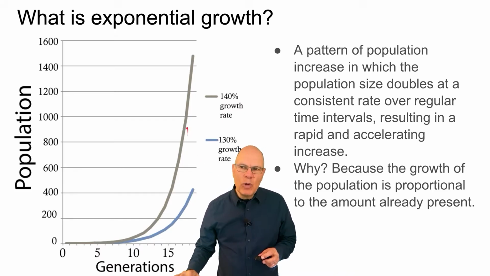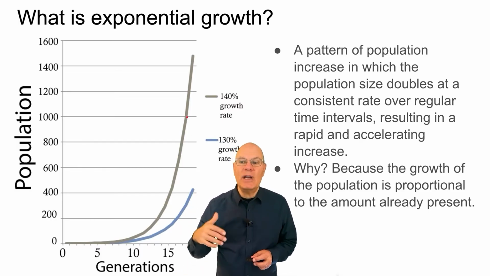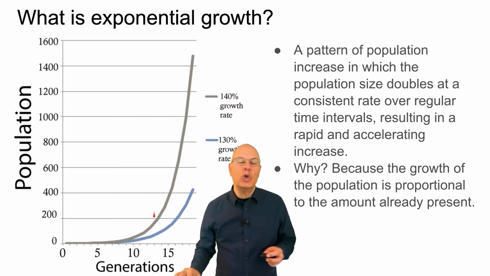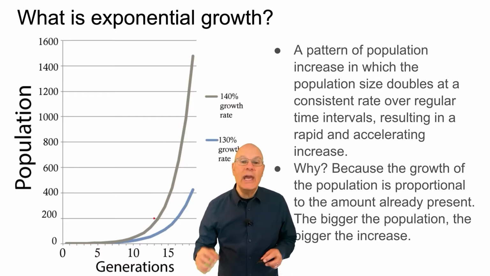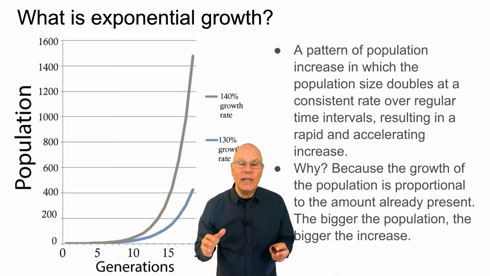In this growth curve over here, the rate isn't changing. It's continuing to be at 140%. But when there are 1,000 individuals, the number of individuals added over a period of time is going to be much higher than it was when there were 200 individuals. The basic idea is that in exponential growth, the bigger the population, the bigger the increase.